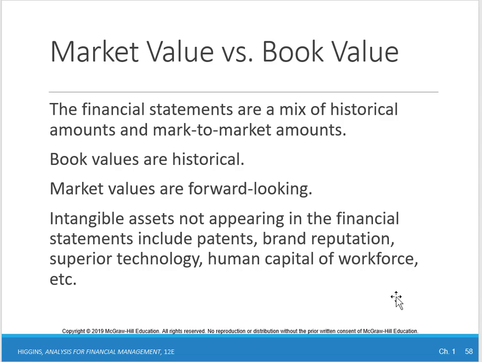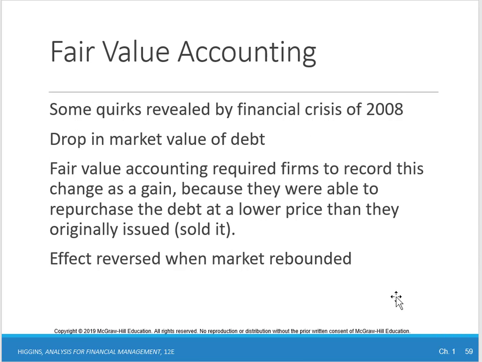Very few line items, though, are actually market values. Intangible assets that don't appear in financial statements, there's lots of them. Patents, brand reputation, human capital, right? Those assets have no price tags, right? So book values are historical. Market values are forward-looking, right? But intangible assets, a lot of the assets the company has are not things that actually have price tags.